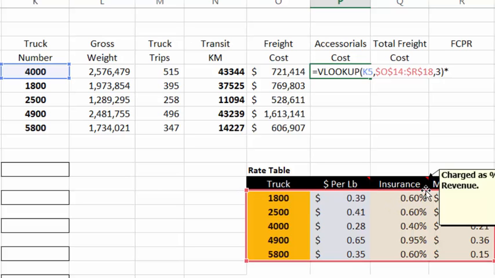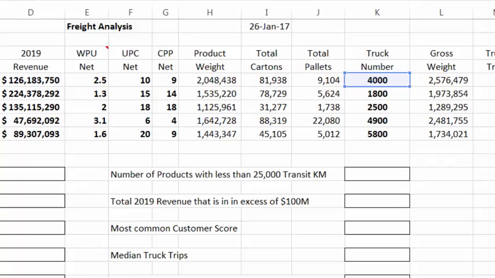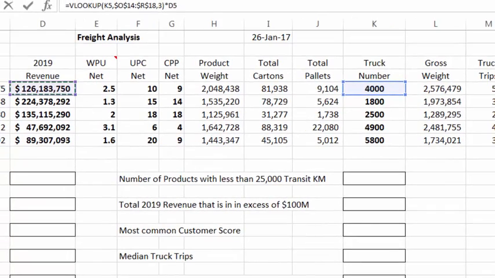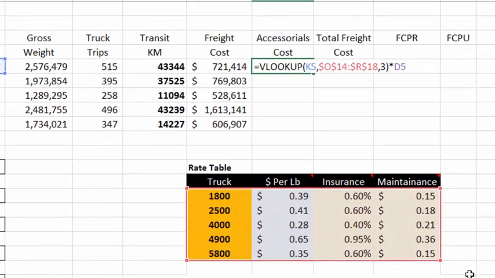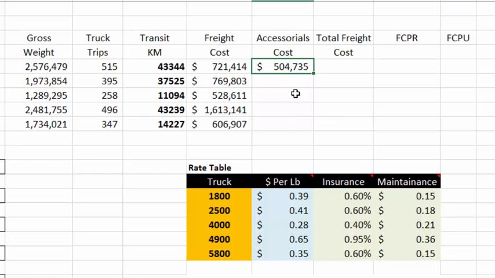What do I do with it? Multiply it by revenue. Okay, so it's a percentage of revenue. And if I press enter, it's going to be $504,000. And that's not bad because you do need to set aside money for things related to your fleet, right?